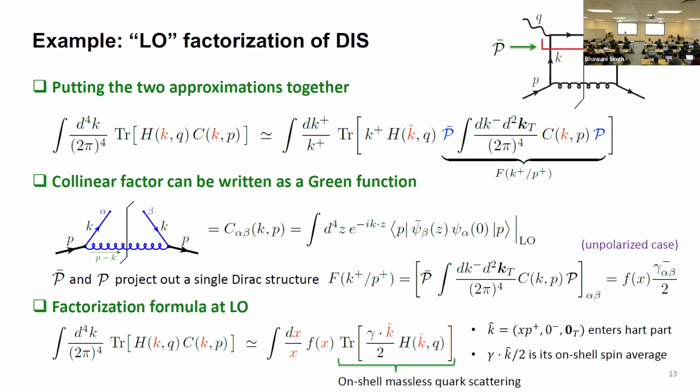So we can write the above formula as this leading order factorization. So we have a convolution of the PDF with the hard part. And the hard part takes a particular form that is given by the upper diagram shown here, traced with gamma dot k hat. And this is exactly the spin average of an on-shell spinor u u bar. So the hard part represents the scattering of an on-shell and massless quark. And this is convoluted with the parton distribution function.